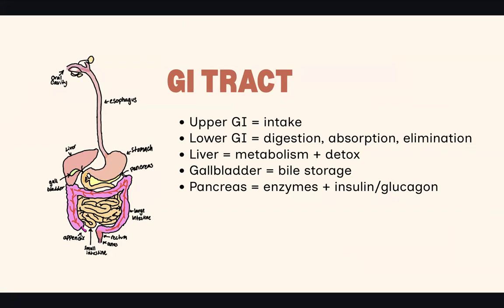Our small intestine is going to absorb carbs, fats, proteins, minerals, and vitamins. Large intestines focuses on water balance and stool formation. The liver is going to help metabolize nutrients and detoxify drugs. As we all know, the kidneys can also do that, but for GI tract specifics, the liver does that. Our gallbladder is going to store our bile for fat digestion, and our pancreas is going to produce digestive enzymes plus insulin and glucagon.